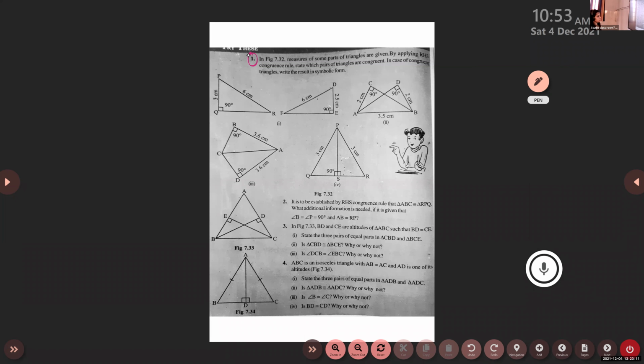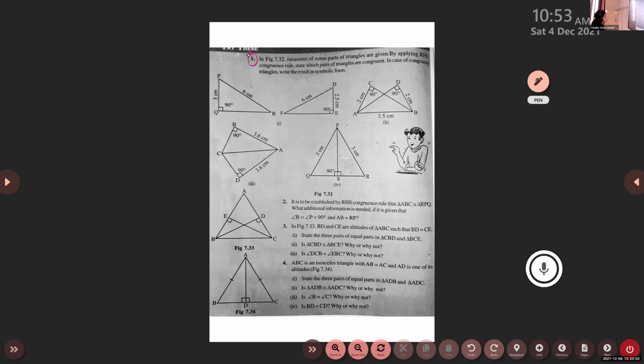Isn't it? Okay, what is the question, children? Measures of some parts of triangles are given to you. By applying RHS congruence rule, state which pairs of triangles are congruent. In the case of congruent triangles, write the result in the symbolic form. That's what is asked. Okay, so come on, Anlin, first one, compare. Now you learned RHS congruence criteria, no? So children, what you have to compare in the right angle triangle? You have to compare the hypotenuse and one side of the right angle. Are they congruent, Anlin?